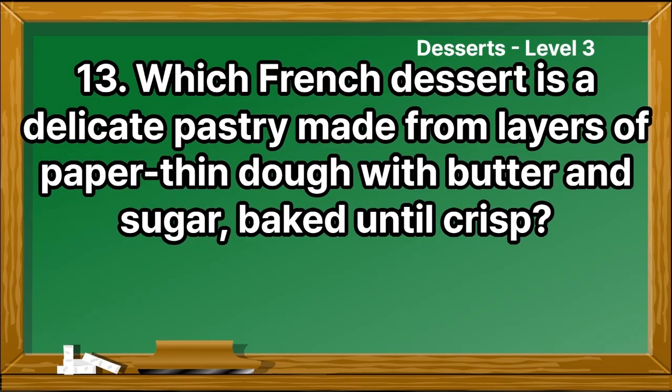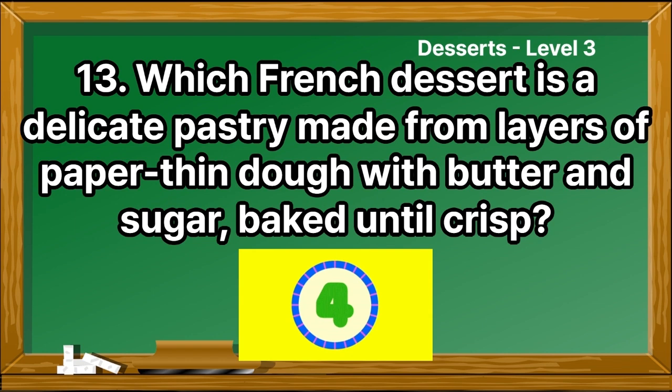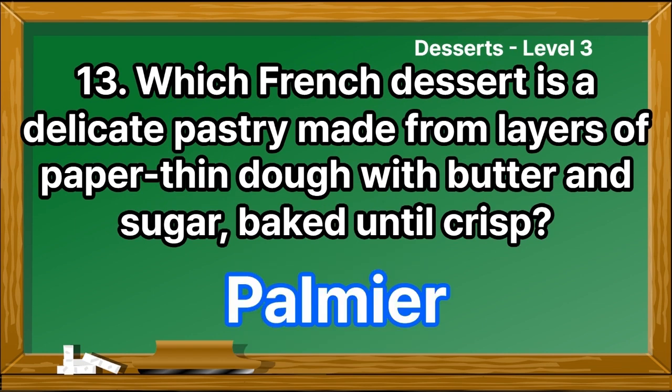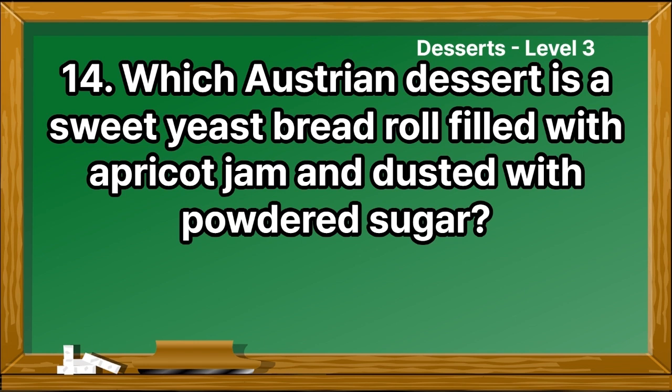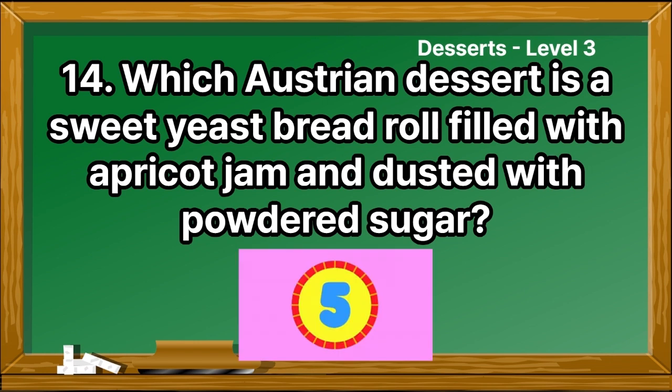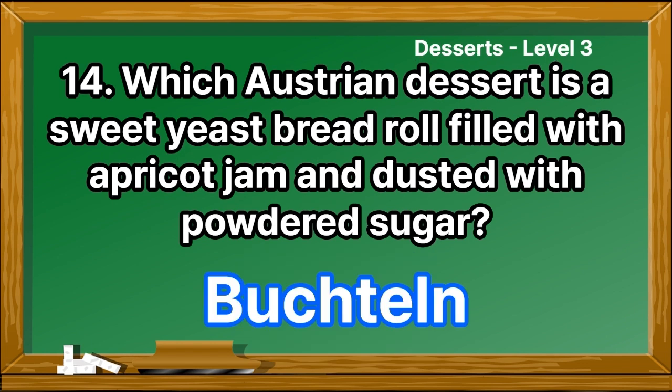Which French dessert is a delicate pastry made from layers of paper-thin dough with butter and sugar, baked until crisp? Palmier. Which Austrian dessert is a sweet yeast bread roll filled with apricot jam and dusted with powdered sugar? Bouqueton.